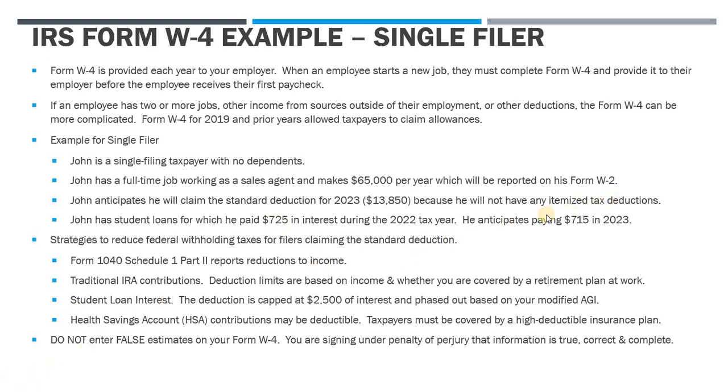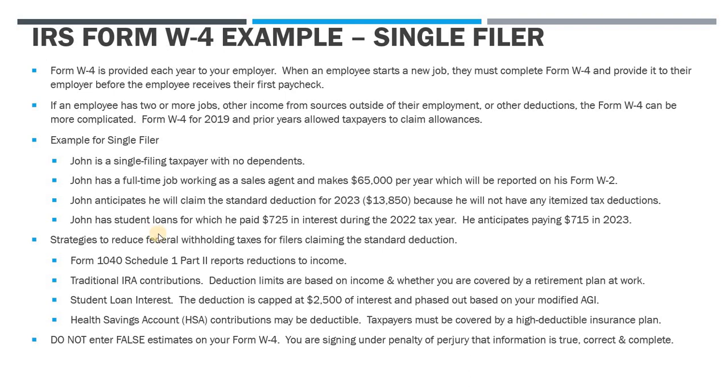Itemized tax deductions include things like real estate property taxes, mortgage interest, charitable contributions, medical expenses over certain thresholds. He's not going to have any of that. And so for that reason, he just knows, look, I'm going to be claiming the standard deduction for that year.